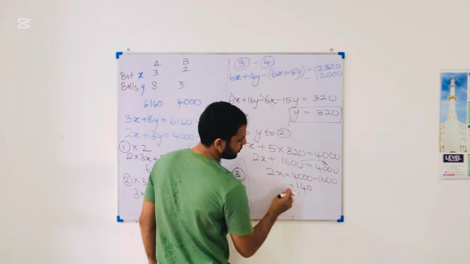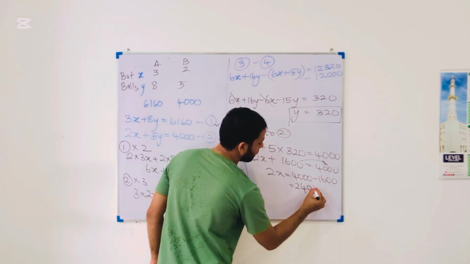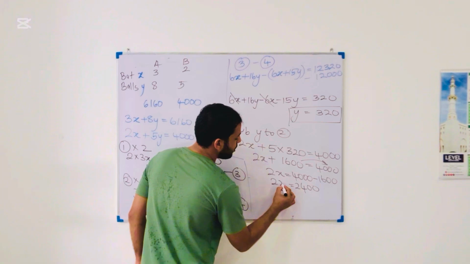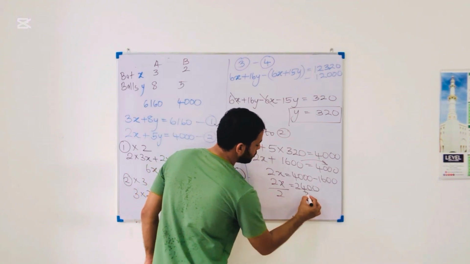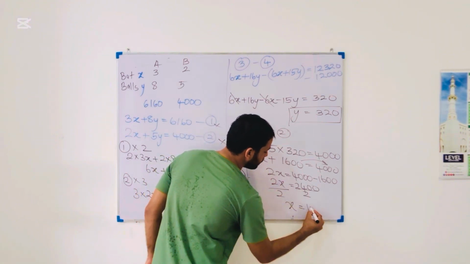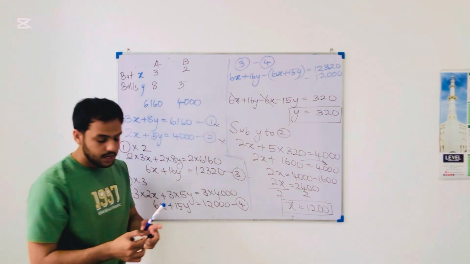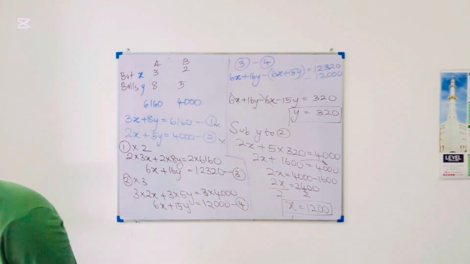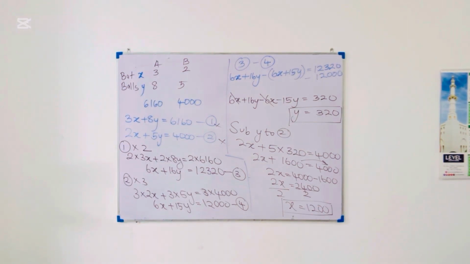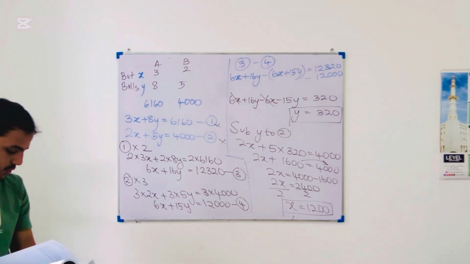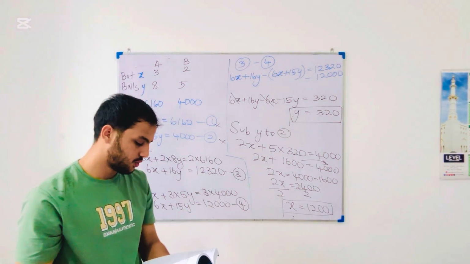2400. Alright, so that is equal to 2x, divide both sides by 2 here, x is equal to 1200. That is the price of a bat. Okay, so what we have done, we have found the price of a ball and the price of a bat. Okay, now we have Roman number 2 there. So my book got closed, so we'll get to Roman number 2 there.